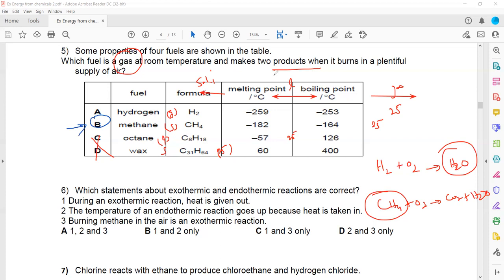Is the discussion clear? How do we work out which fuel is a gas? We find the temperature: the room temperature should be more than the boiling point, so the substance will be a gas. And the second thing they ask is that it should give two products when we burn it. Hydrogen gives only one product, because when hydrogen is burned with oxygen, it gives water. Whereas when we burn methane, CH4, it gives carbon dioxide and water.